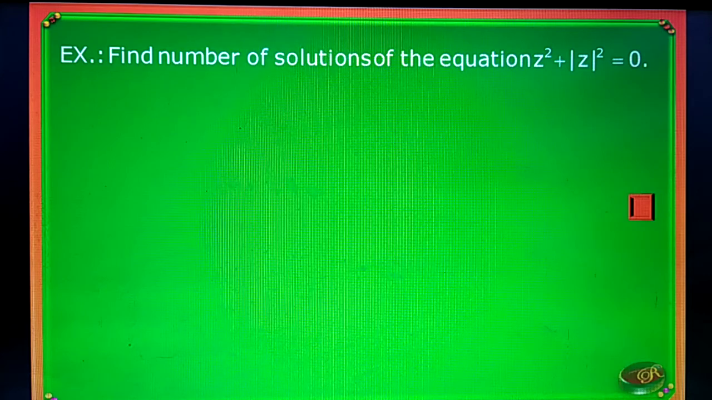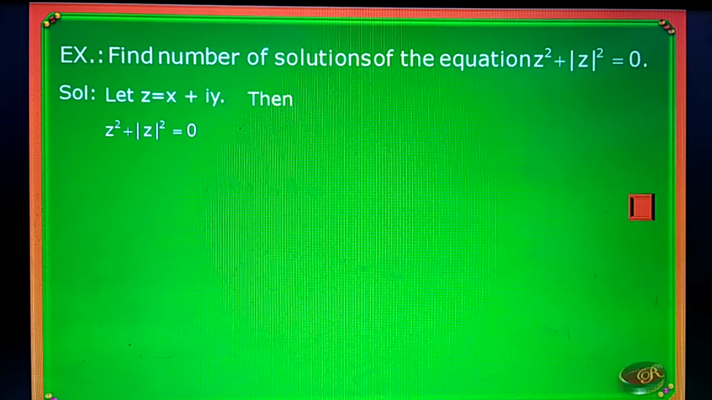Next example. Find the number of solutions of the equation z square plus square of modulus of z is equal to 0. Solution. Let z is equal to x plus iy. Then square of z plus square of modulus of z is equal to 0 implies x plus iy whole square plus square of modulus of x plus iy is equal to 0.